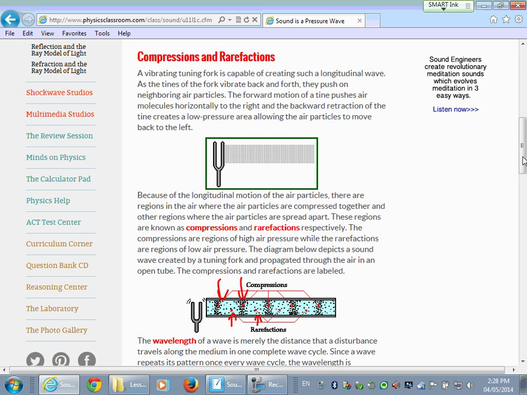The closer you get to the compression, the more the particles are moved away from their equilibrium point in one direction. The closer you get to the rarefaction, the more the particles have moved away from their equilibrium point in the other direction. So when we're talking about the idea of wavelengths in a longitudinal wave, the wavelength is this distance here from compression to compression, or from rarefaction to rarefaction. That is the wavelength in the air. So let's go back to our notes.